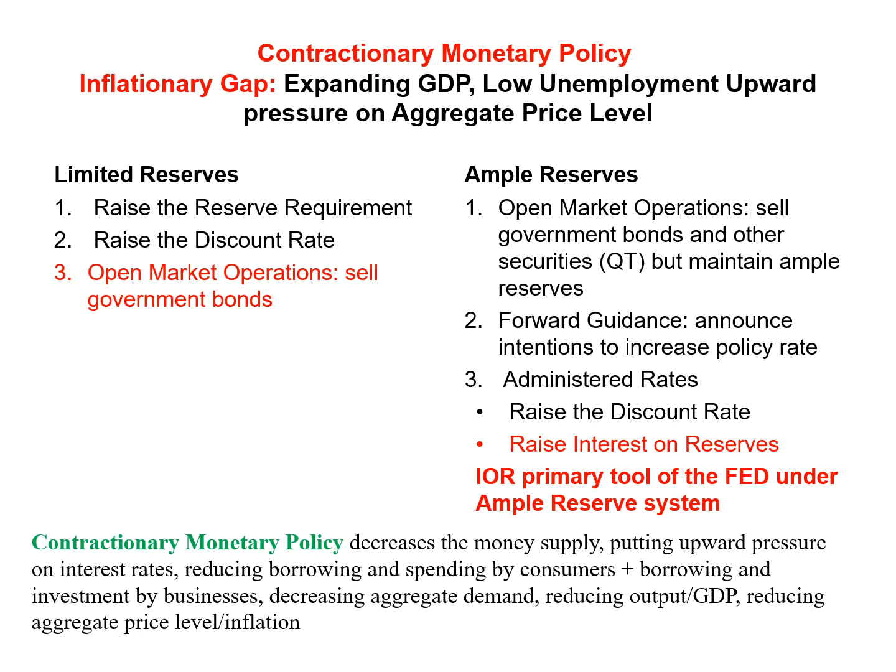Under the old system of limited reserves, contractionary monetary policy options included raising the reserve requirement, raising the discount rate, and the most often used open market operations, selling government bonds to reduce the money supply. Under the new system of ample reserves, contractionary monetary policy involves the Fed selling government bonds or engaging in quantitative tightening, but making certain to maintain a system of ample reserves.